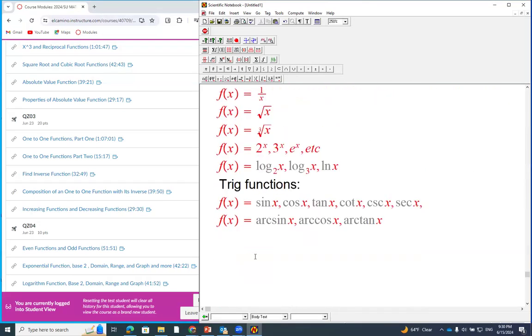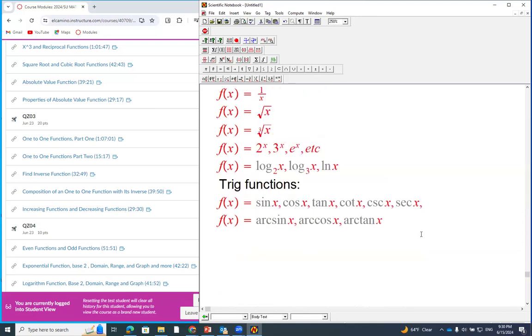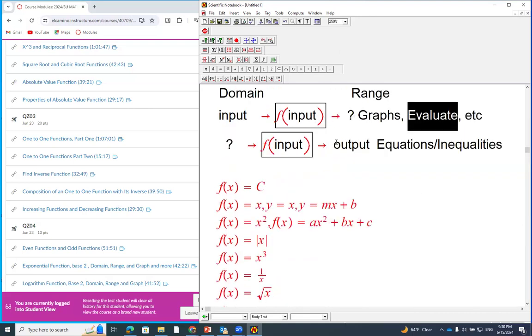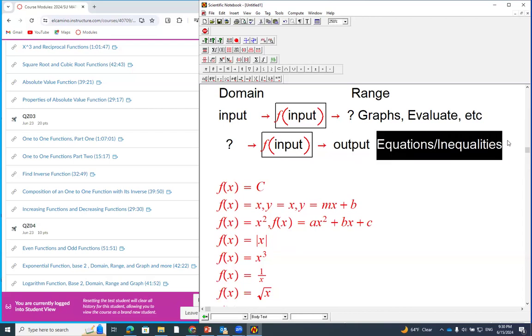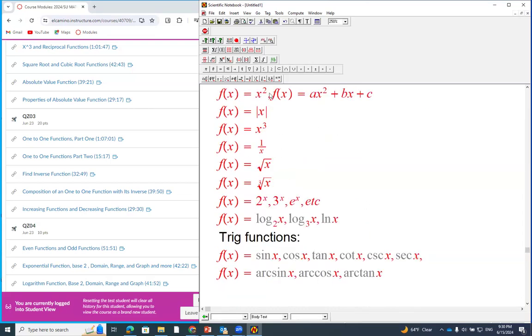For all of these functions, we're going to study their graph, their domain, their range, and how to evaluate them, of course. And we will also study, if given the output, how can we find the input? And that's solving equations or inequalities. Not only will we study all of these functions as they are, we will study the tweaks of these functions, such as shifting up, shifting down, shifting left, shifting right.